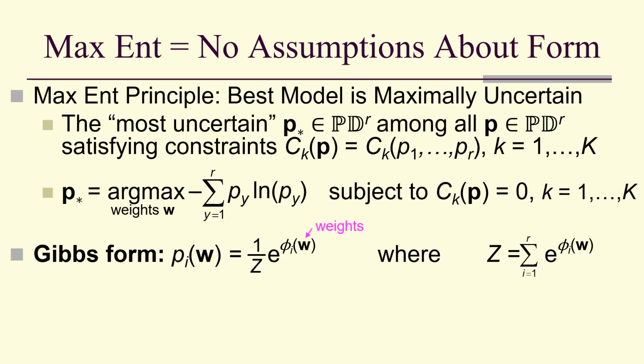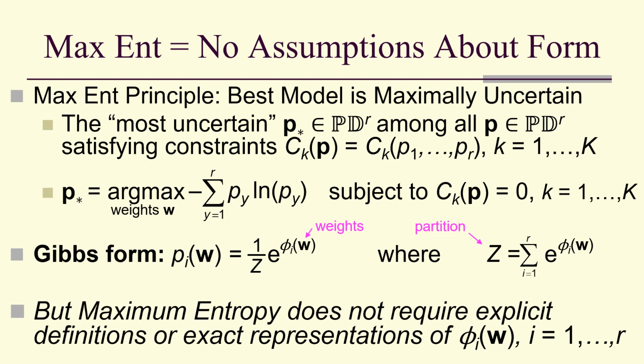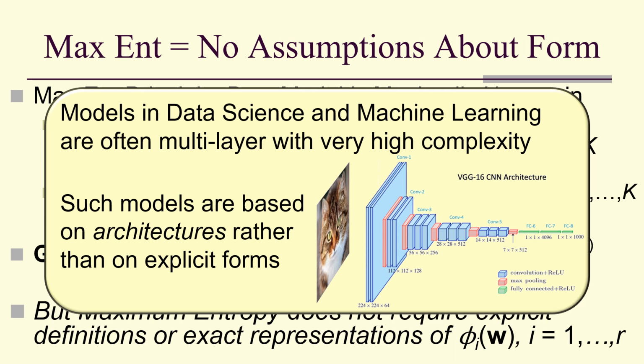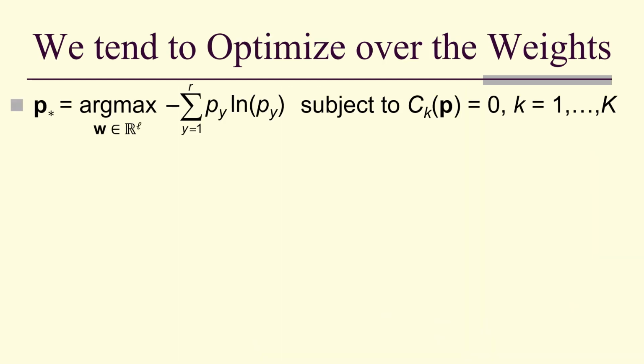The weights are in the phi sub i's that are in the exponents, and the sum of the exponential terms is called Z, the partition function. But other than that, maximum entropy does not require explicit definition or some kind of exact specification of phi sub i of w. And this is very important because in data science and machine learning, we're often working with very complex multi-layer models. And we base our machine learning applications on architectures rather than on explicit forms. And we tend to optimize over the weights.